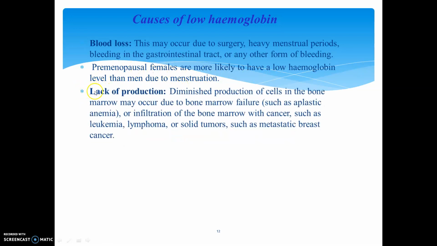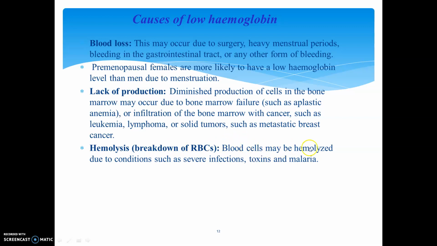The second cause is lack of production. Diminished production of cells in the bone marrow may occur due to bone marrow failure or infiltration of the bone marrow with cancer such as leukemia, lymphoma, or solid tumors such as metastatic breast cancer.